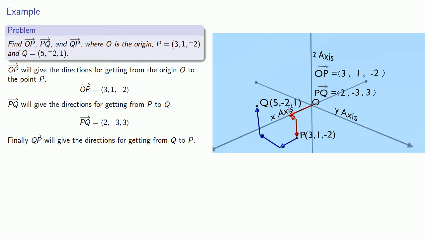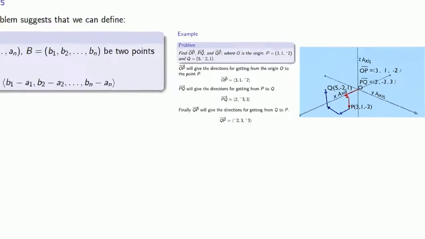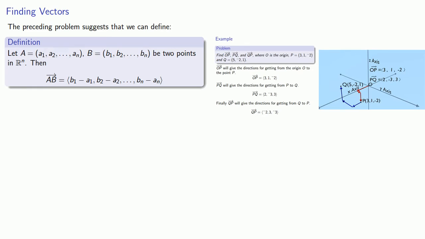Finally, if we want to find the vector QP, we should just reverse those directions and go -2 units parallel to the x-axis, positive 3 units parallel to the y-axis, and -3 units parallel to the z-axis. And so our vector QP will be (-2, 3, -3). Our work on this problem suggests the following definition. If I have 2 points A and B in Rn, then the components of the vector AB will be the difference between the coordinates of B and the coordinates of A. So that'll be B1 minus A1, B2 minus A2, and so on.